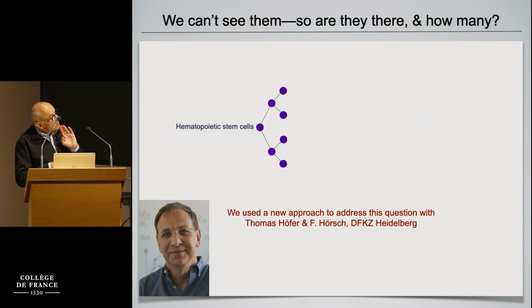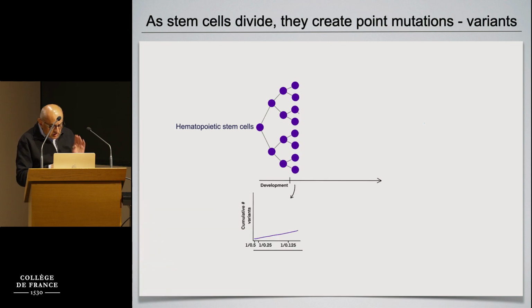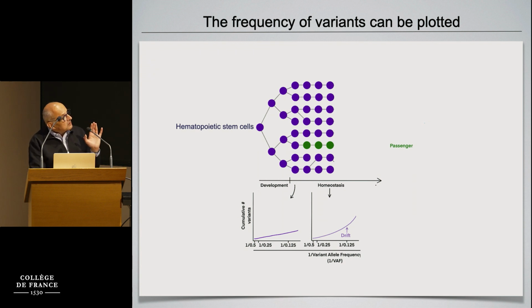So before that, I need to introduce you how you do this analysis. So imagine you've got a hematopoietic stem cell, and it's giving rise to progenies, right? And what you're now looking at is the appearance of somatic mutations, or what's known as variants, okay? And if you look at the accumulation of variants in that population of blood cells, it should be steadily increasing as a function of time, okay?